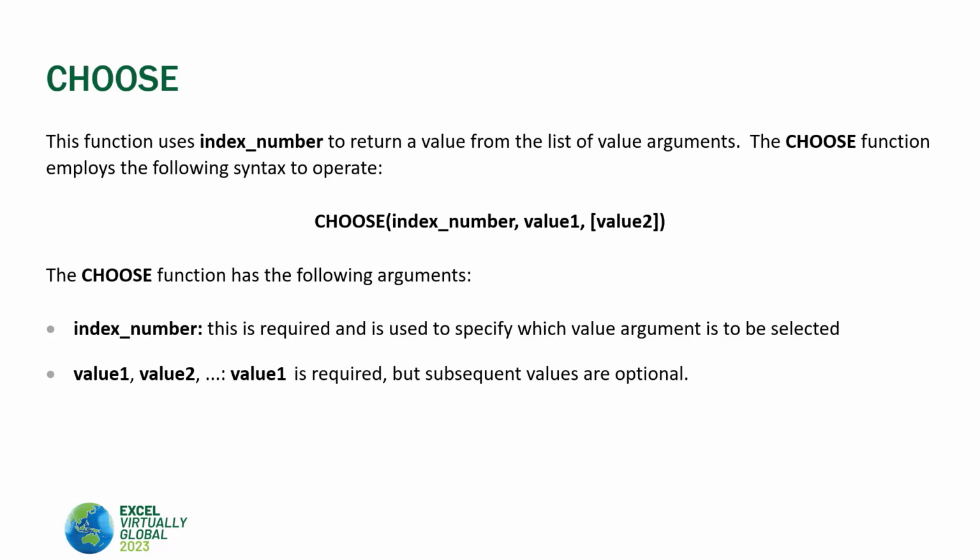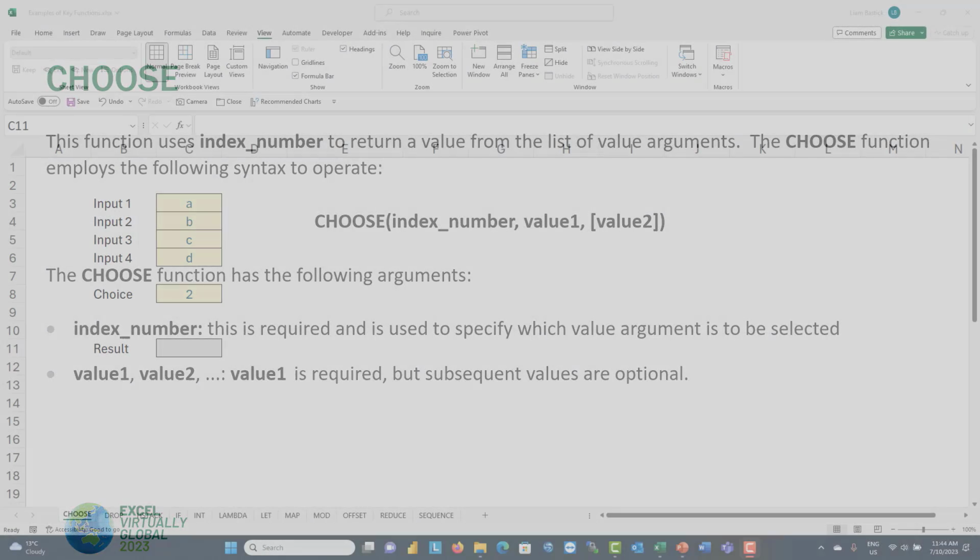Now, value 1 is required, but subsequent values are optional, and they may be between 1 and 254 value arguments from which choose selects a value or an action to perform based on index number. And the arguments can be numbers, cell references, defined names, formulae, functions, or text. Let's take a look at an example.